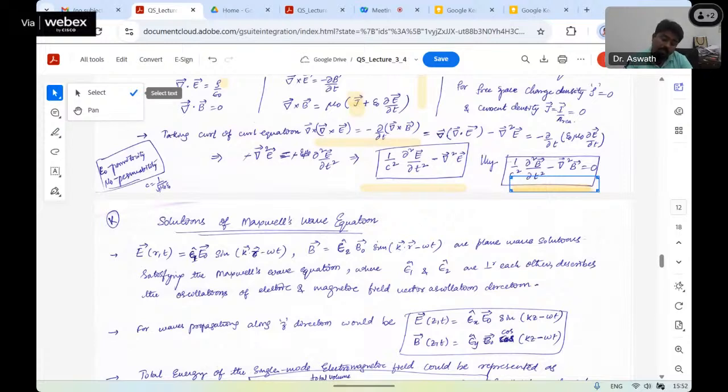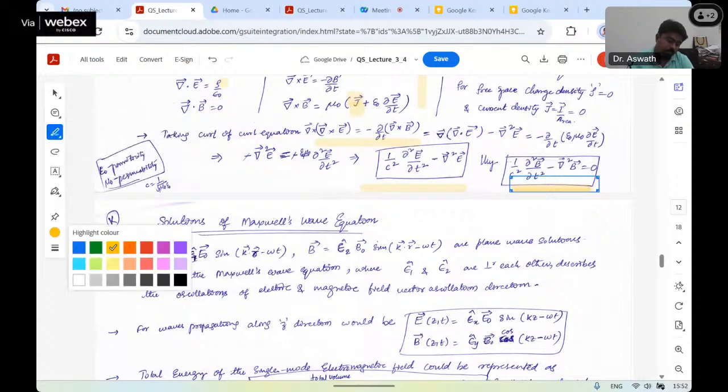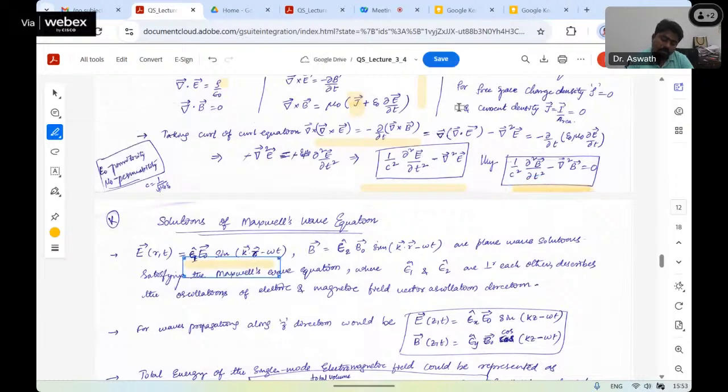Now, this is a second order differential equation for E, and a second order differential equation for B. Easily, you can find the solutions of this kind of equations in the form of sinusoidal functions, which is written here. Okay, fine. And similarly for B.